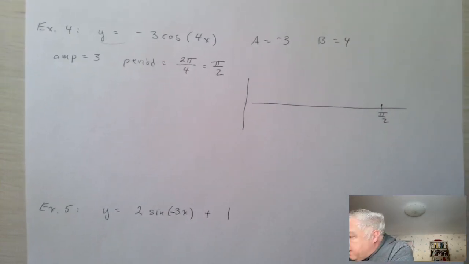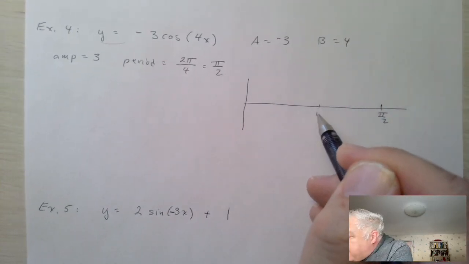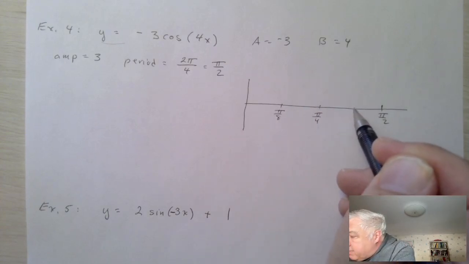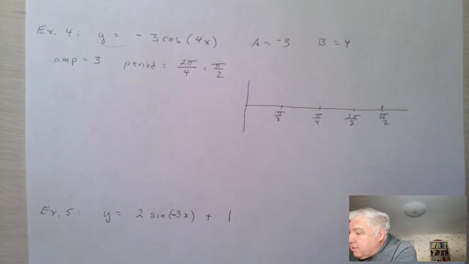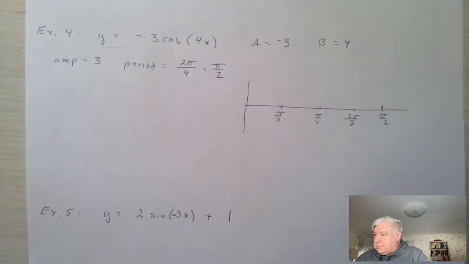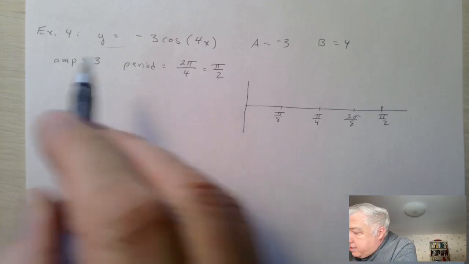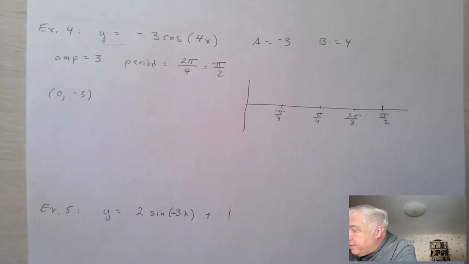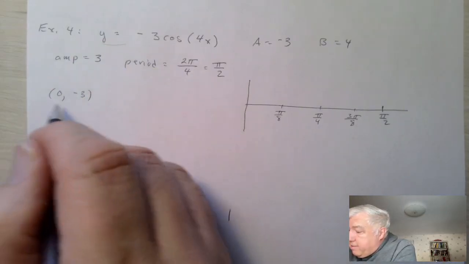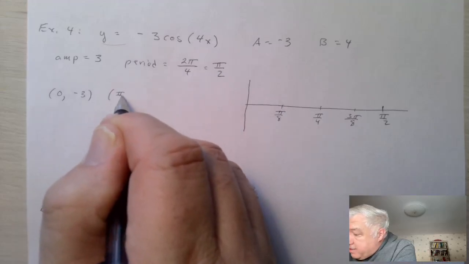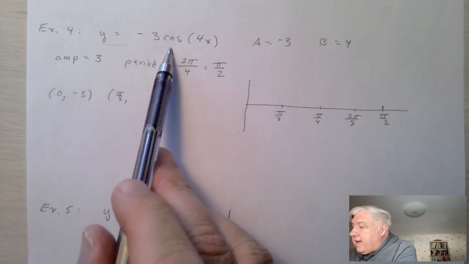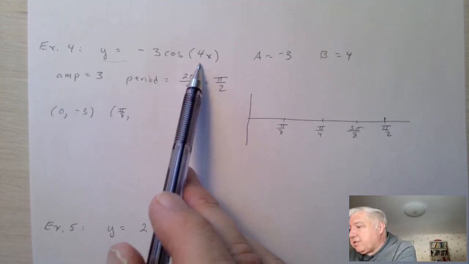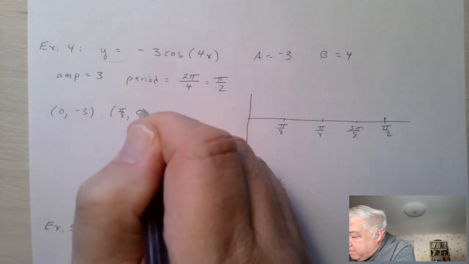Oops, I'm sorry about that. And we can cut this in half. That'll be pi over 4. Okay, half of pi over 4 will be pi over 8. This will be 3 pi over 8. And we plug in, say when x equals 0, this is negative 3. Then at pi over 8, we get cosine of 4 times pi over 8, which is pi over 2, and cosine of that is 0. This will be 0.